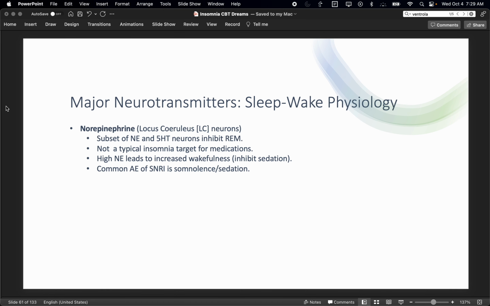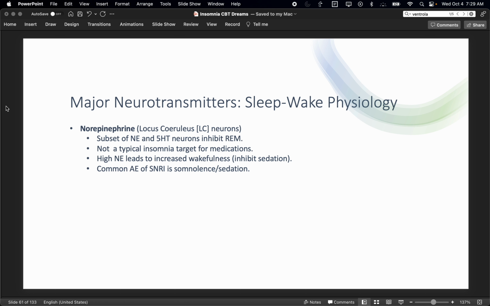which is the left one. So the major neurotransmitters that are part of sleep-wake physiology are basically ones we've already talked about, and we'll talk about them in a little more detail now. So norepinephrine, right, it's primarily initiated from the locus coeruleus.